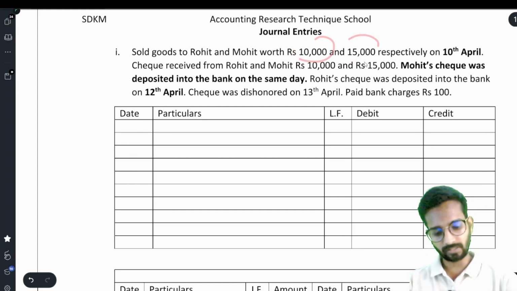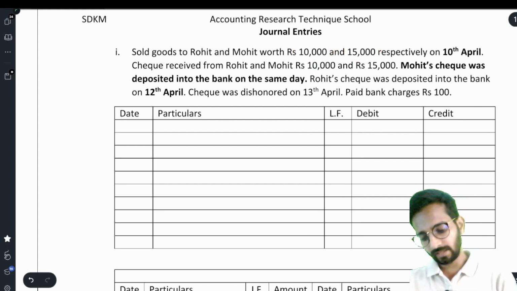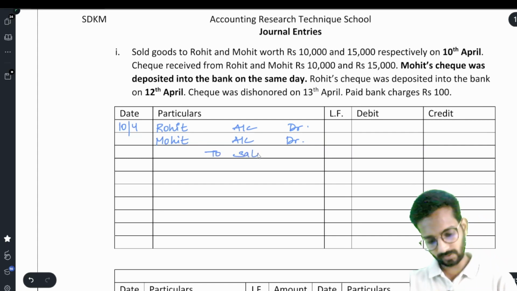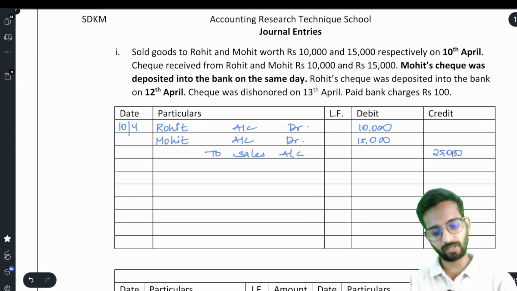Now moving further, the next question we have here is sold goods to Rohit and Mohit worth rupees 10,000 and 15,000. Okay, on 10th April. So we will first pass that entry. It means on 10th April we sold goods to Rohit and Mohit. Rohit account debit, Mohit account debit to sales account 10,000, 15,000, that will give you 25,000.